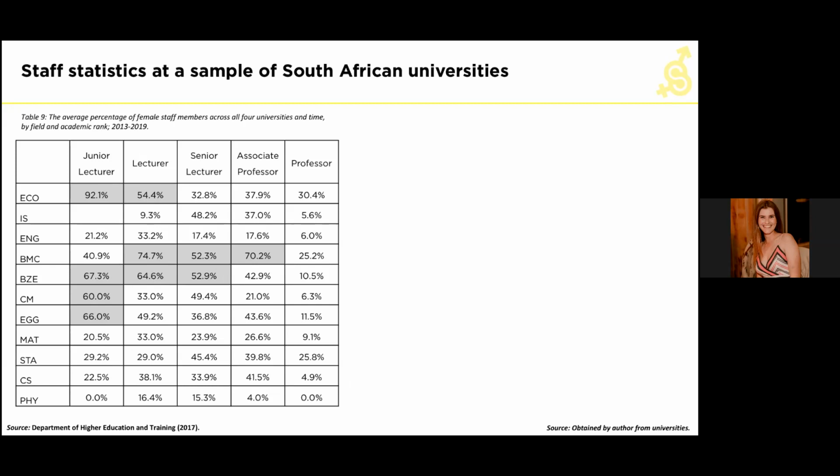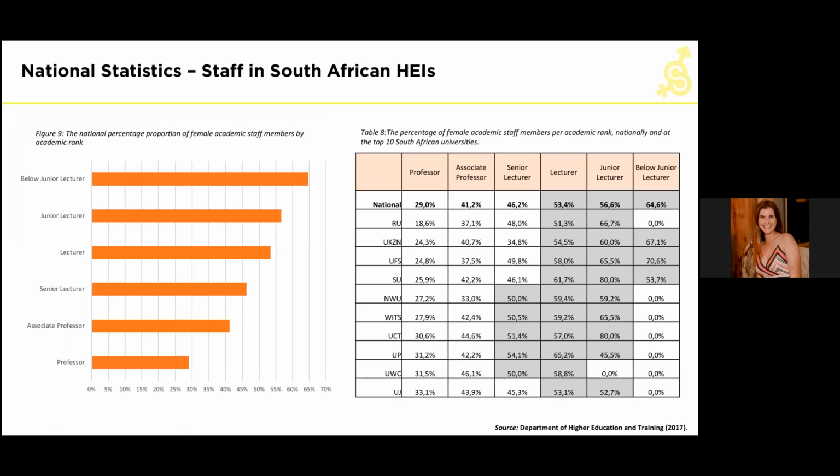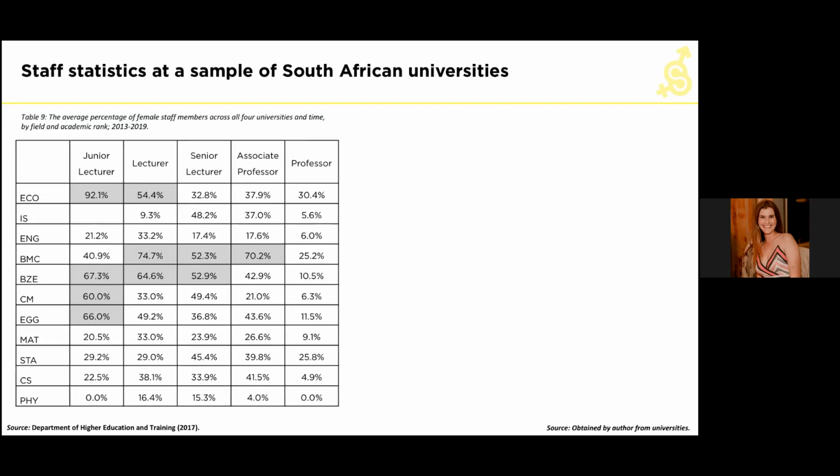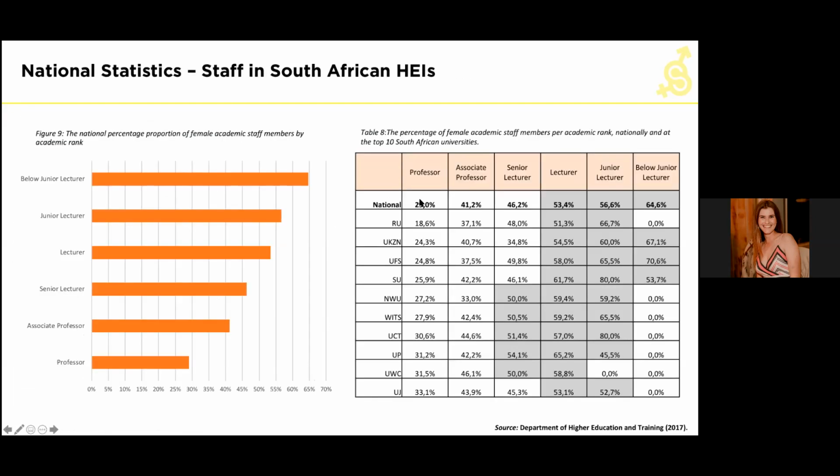Interestingly though, if one compares the average percentage of females in the various fields and academic ranks in table 9 to the national proportion of female academic staff members as a whole per rank seen in table 8, economics is the only department which has a higher percentage of female professors than the national average of 29%. We see here, it's the only one that's higher than the national average.